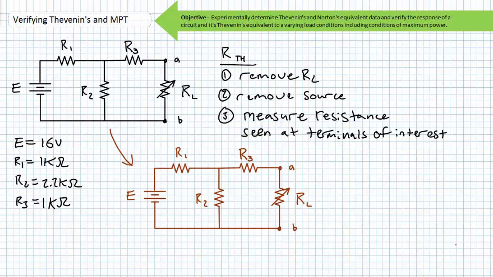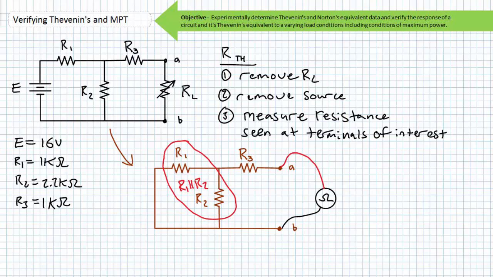I'll start by solving for the Thevenin equivalent resistance. To solve for the Thevenin equivalent resistance, remove the variable load resistor. Next, remove the source. Since this is a voltage source, we'll replace it with a short circuit. Now we'll determine the resistance seen by an ohm meter attached to the two terminals formerly used by the variable load resistor. An ohm meter placed at node A and B would see R1 and R2 in parallel with each other in series with R3.